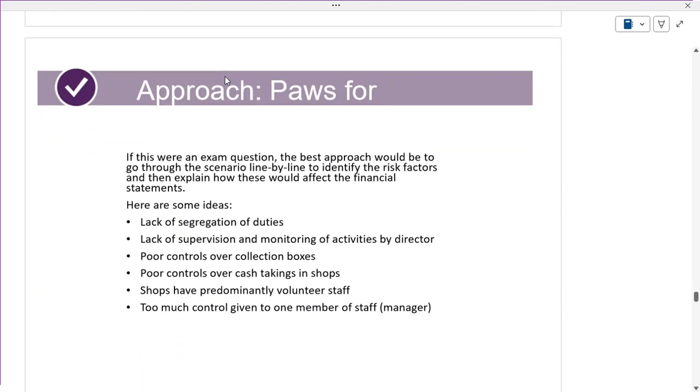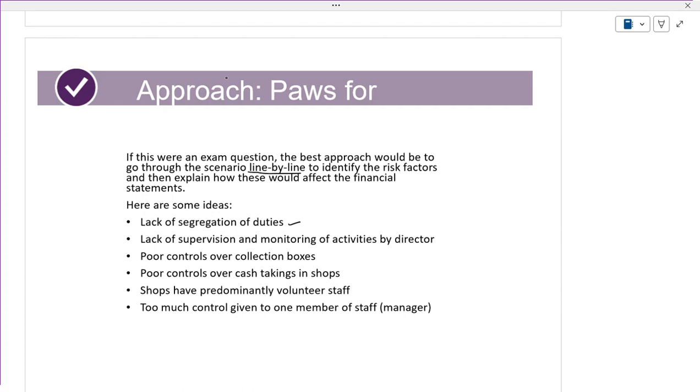If this were an exam question, the best approach would be to go through the scenario line by line, each point separately. Risk factors. There is a lack of segregation of duties. You are delegating to the admin office assistant. You are going to the shop floor, but you are not supervising. The vet is not supervising.